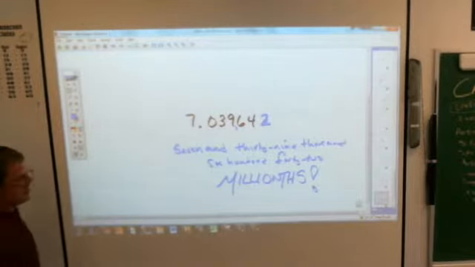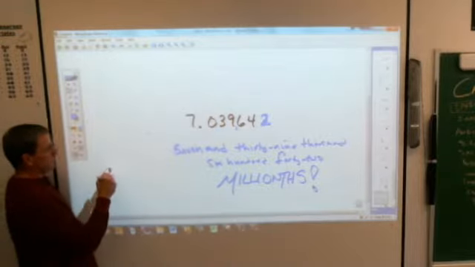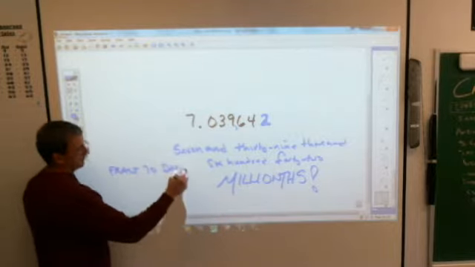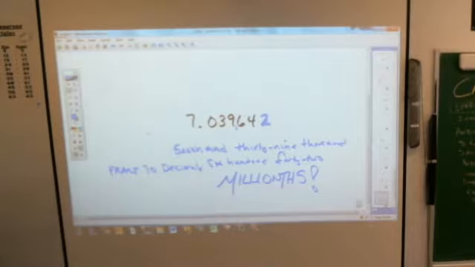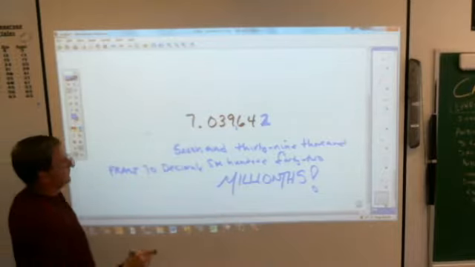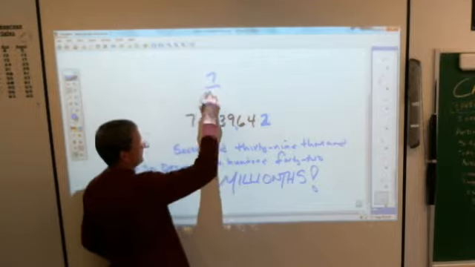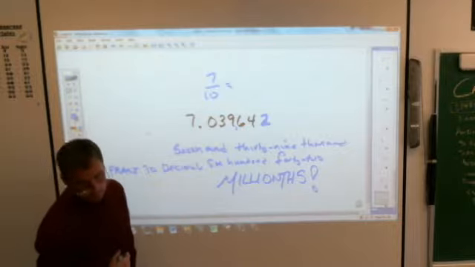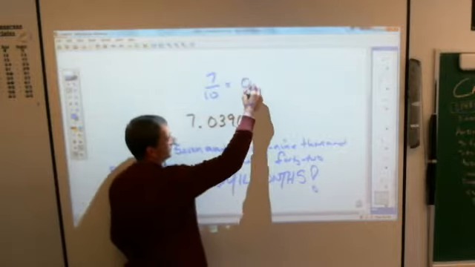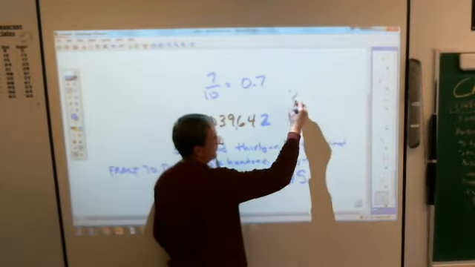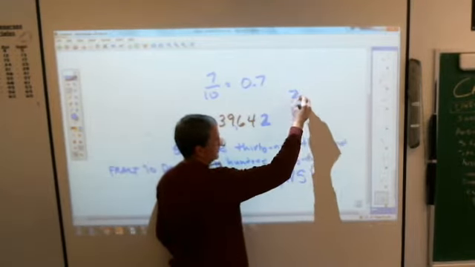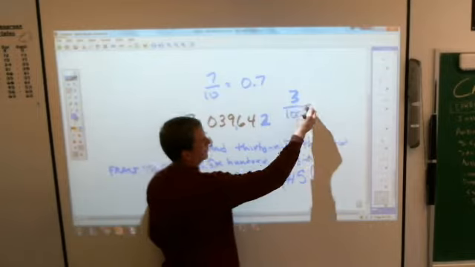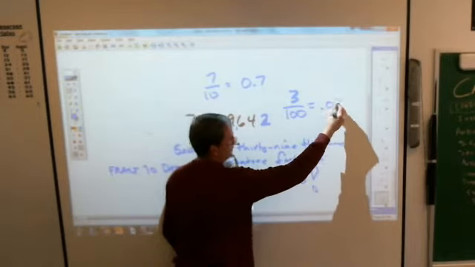Now, how about changing fractions to decimals? What if I am given this, 7 tenths, and I want to make that a decimal? What decimal would it be? Andrew? 0.7. Yeah, 0.7. How about this? 3 over 100. Let's do that one. What's 3 over 100? Addie? Oh, that would be too many zeros.